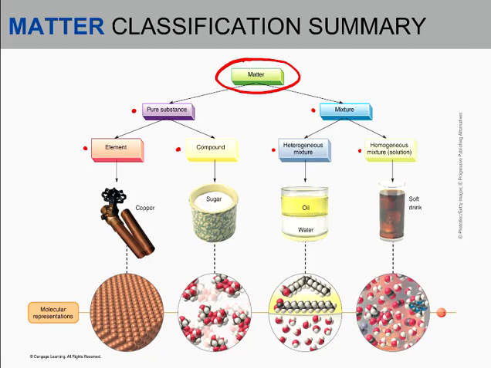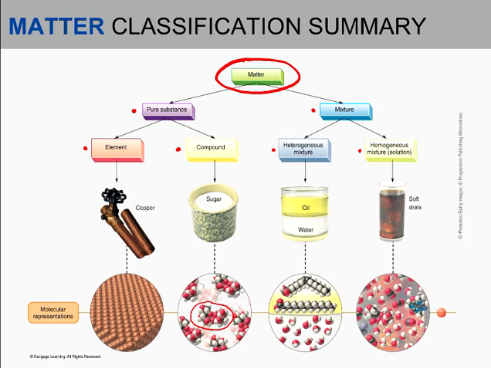Now there's some examples given below. So we have the example of copper for an element. And then sugar is a compound. So if we were to zoom in on a single molecule of sugar, we would see that there are many different atoms present and there are different kinds of atoms present. One example of a heterogeneous mixture is oil and water. Now, this is a bit of a strange example because oil and water don't actually mix together. So the pepperoni pizza is probably a better example of a heterogeneous mixture.